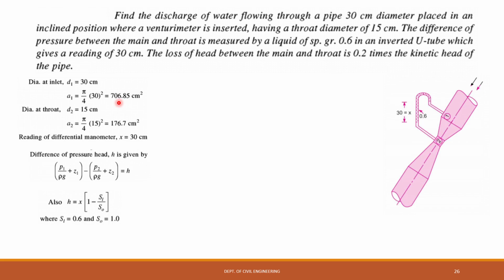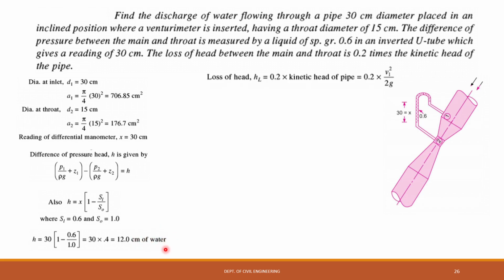Better you note down the cases in your notebook and then compare. Now here we can substitute the values and we can find the value of H. X value is given, so H value can be found out, and H is obtained as 12 centimeter of water. Water is the flowing fluid, isn't it? Now we know that head loss HL is equal to 0.2 into kinetic head of the pipe. That means 0.2 into V1 square by 2g, where V1 is the velocity at the inlet.